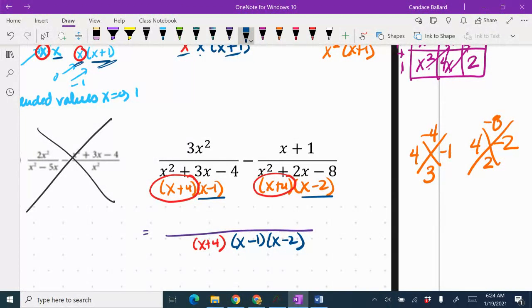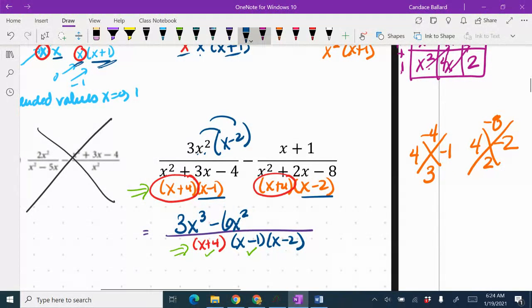Now I'm going to compare my first denominator with my least common denominator. I notice I have the x plus 4 and I have the blue x minus 1, but I am missing the x minus 2. So I'm going to multiply by the missing x minus 2. That means I distribute this through. So 3x squared times x would be 3x cubed. 3x squared times -2 would be -6x squared.